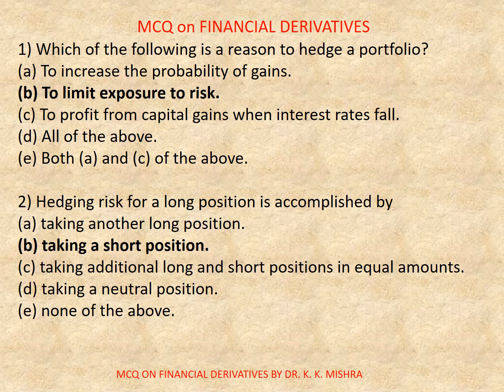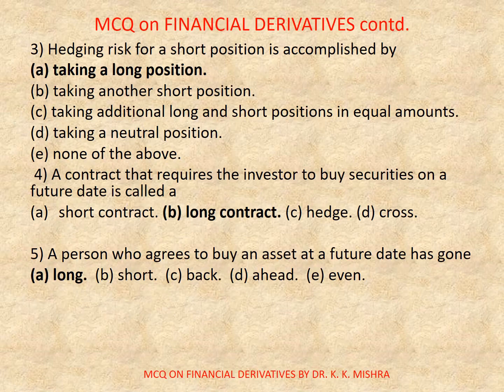Question number 2. Hedging risk for a long position is accomplished by, options are A. Taking another long position, B. Taking a short position, C. Taking additional long and short positions in equal amounts, D. Taking a neutral position, E. None of the above. Correct option is B. Taking a short position. Now move to next slide.